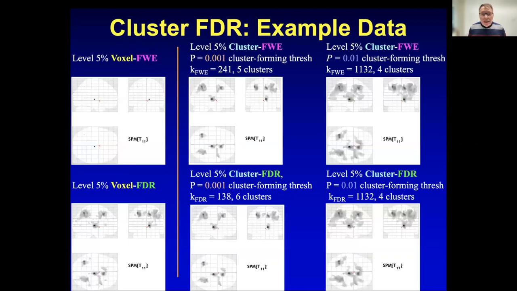Okay. And I think I'll just skip through this. This is just an illustration of showing you that with voxel-wise FDR, there is a real advantage over voxel FWE. Illustrating that with voxel-wise FDR, you get a real power gain, whereas I feel like with cluster-wise FDR, you're not gaining that much power over the FWE result. And that's illustrated here. So dramatic difference between voxel FWE and voxel FDR, whereas not that much difference between cluster FWE at these two different cluster formations.